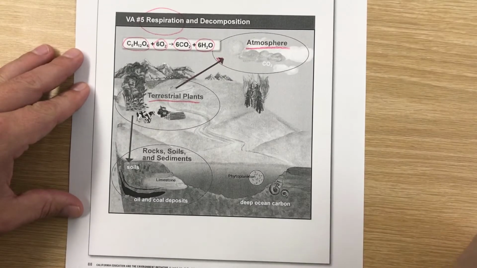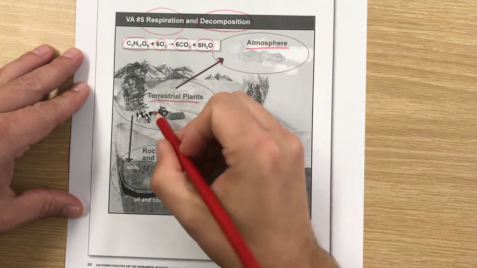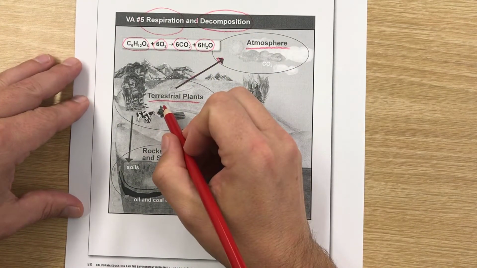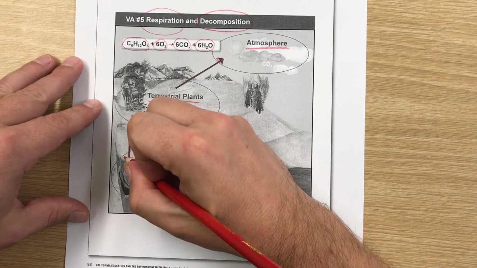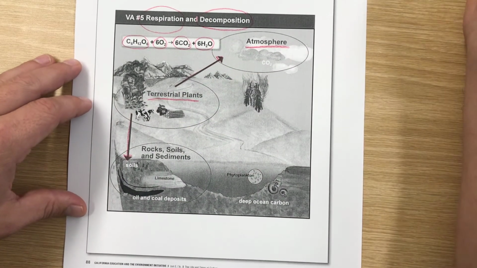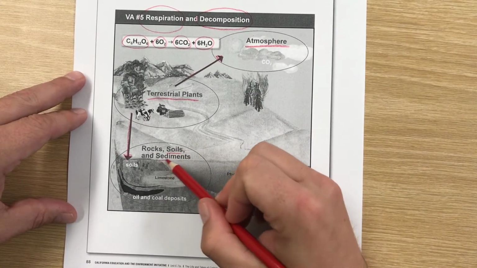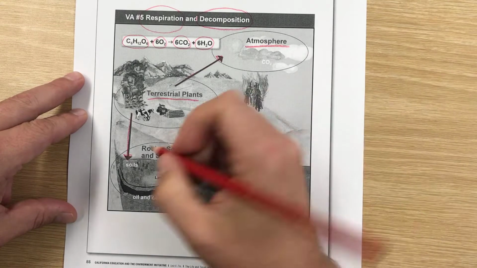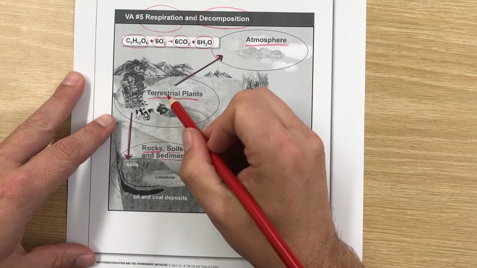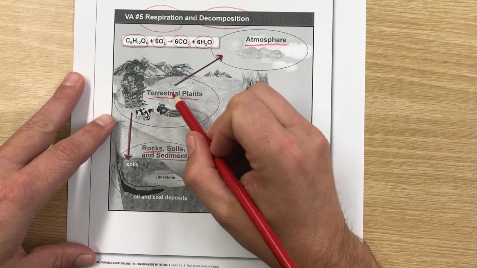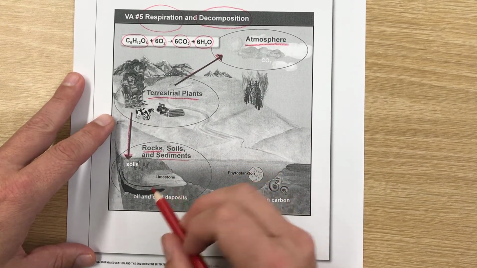Another way that carbon moves from terrestrial plants is through decomposition. So the plants die, the tree dies, and slowly over time it's going to decompose. As it decomposes, that carbon will get broken down and end up as soil and sediment, and eventually through geologic processes as rock. Okay, so the carbon has gone from the atmosphere to the terrestrial plants. The terrestrial plants died, and then they got put into the rock, soil, and sediment.